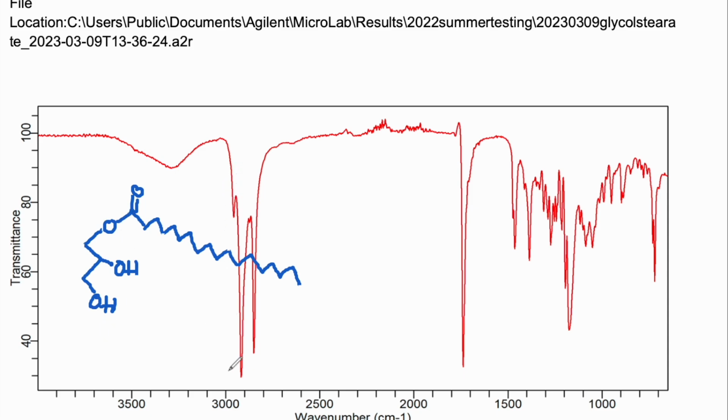So we still have the CH stretches below 3000. We still have the ester. This time we also see a little bit of OH in the molecule because we have some OH groups here. So if you had some contamination in your biodiesel that had some of this monoglyceride in it, you would also be able to see some OH stretch from that.